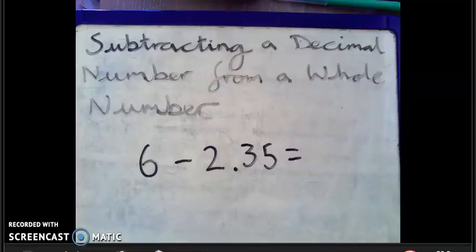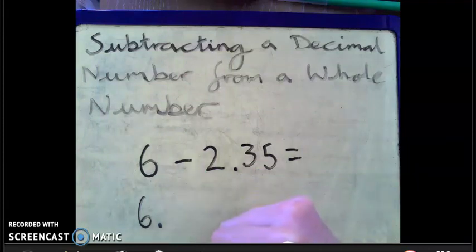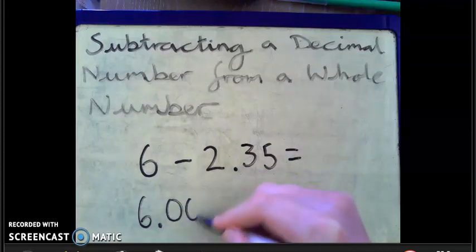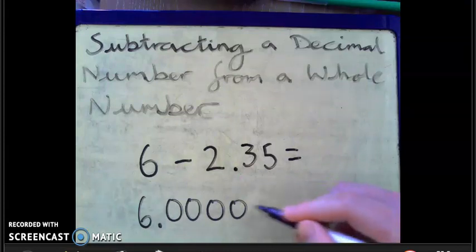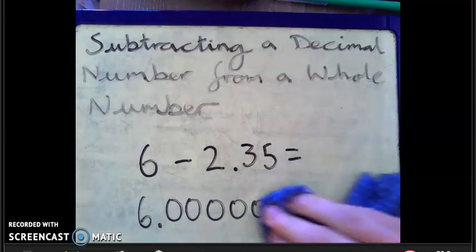The top tip to remember here is that even though this number doesn't show any digits past the decimal point, any whole number always has a decimal point to its right, and there could be an unlimited amount of zeros. We could go on indefinitely. But in this case, we only need the same amount of zeros as there are in the number we're subtracting. So we need 2 zeros.